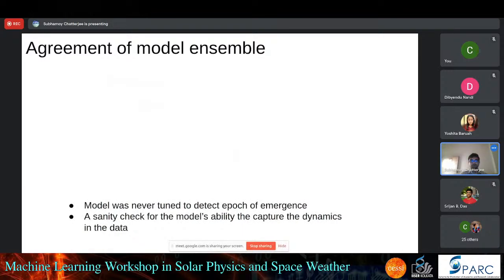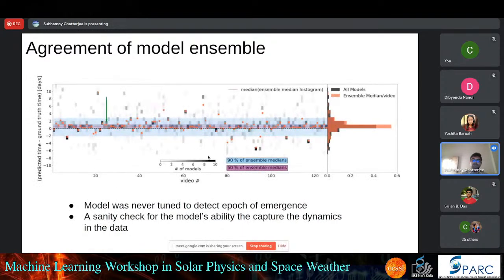And then if you again plot a 2D histogram like before with the video number and the predicted time minus ground truth time, you can see a small shift, right? It should be centered at 0 if the predicted median was exactly matching the ground truth, but there is a small shift. Again, that is because this was not tuned. This was just the repurposing of the model.